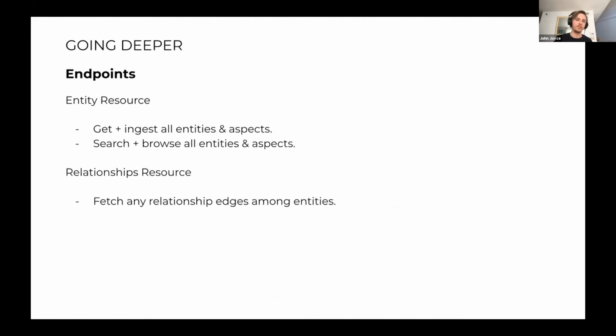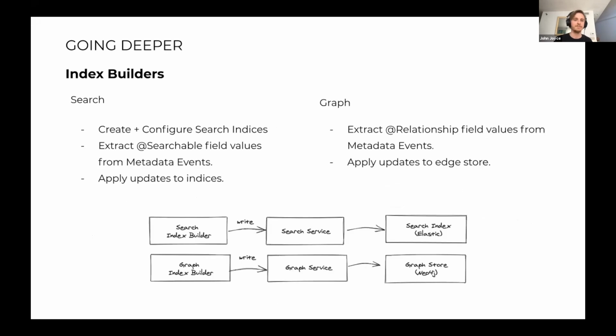Endpoints, again, we've seen them, generic endpoints for both fetching entities and relationships, and then index builders. So one interesting thing here is that these service classes we've introduced are actually used now both on the read path, from GMS, but also on the write path from the index builders. So these search service and graph service are common across multiple parts of the stack, which makes changing and updating things much easier. And we have one central abstraction that everything else depends on.